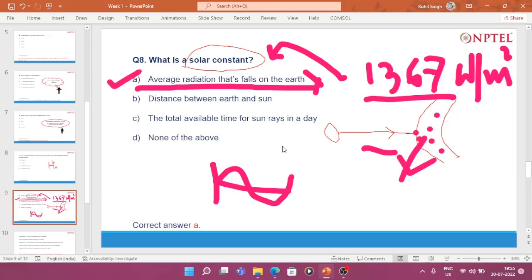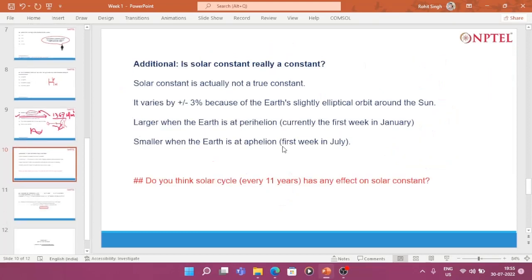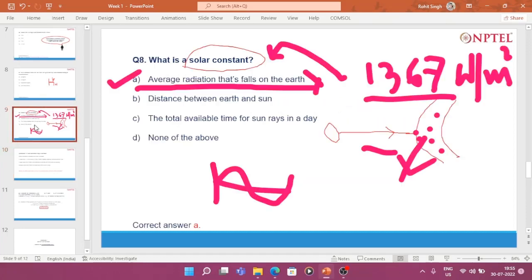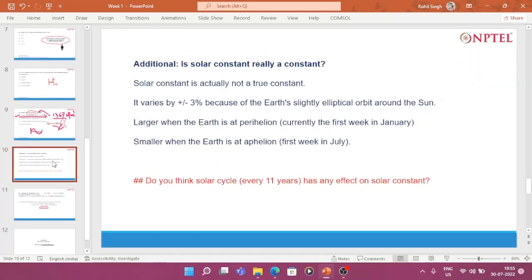Okay. So now some fun facts about solar constant. Let me tell you some fun facts. If you can see my slides. Now it's very good. Okay. So what do you think? Is solar constant really a constant? Anyone?